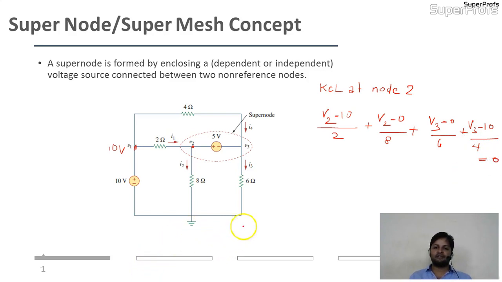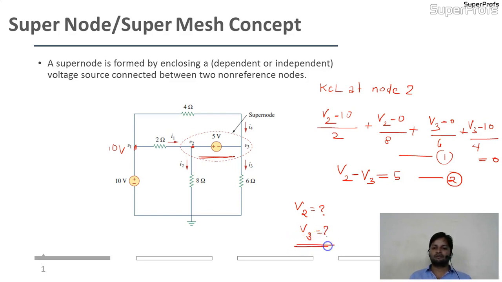Is it okay? We have only one equation and two unknowns. We need another equation to get the values of those unknowns. One equation is given over here also. See, the difference of V2 and V3 is 5 volt. V2 minus V3 is nothing but 5 volt. This is equation 2, and this is equation 1. So can I get the values of V2 and V3? Do it now. Find out the values of V2 and V3. I will provide the answer to you people within 5 minutes.